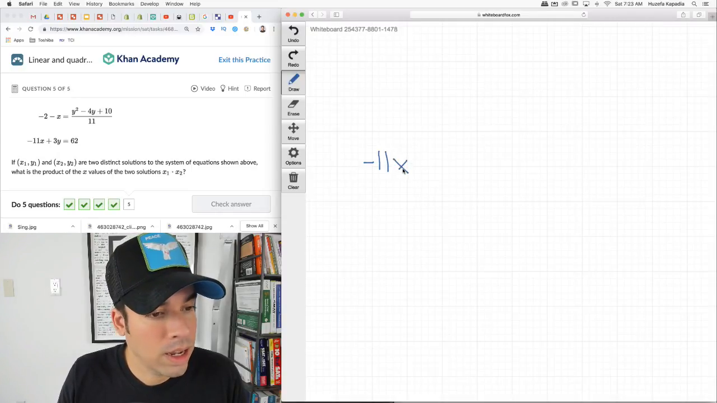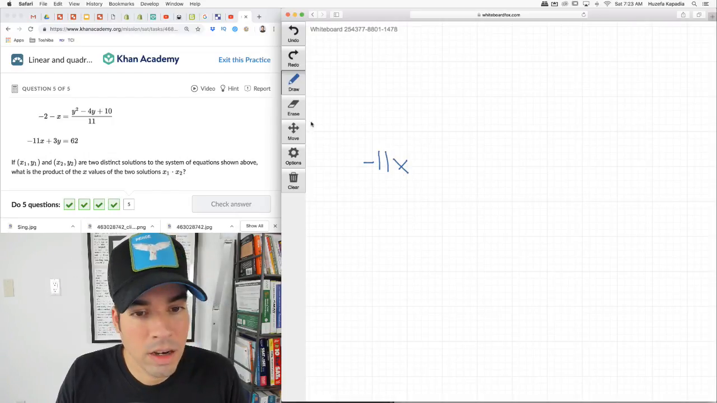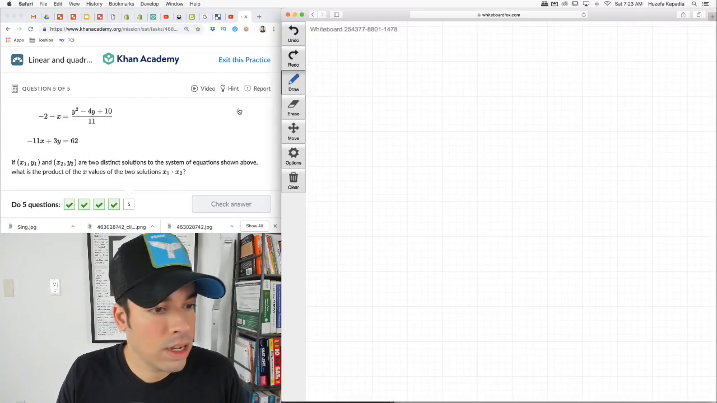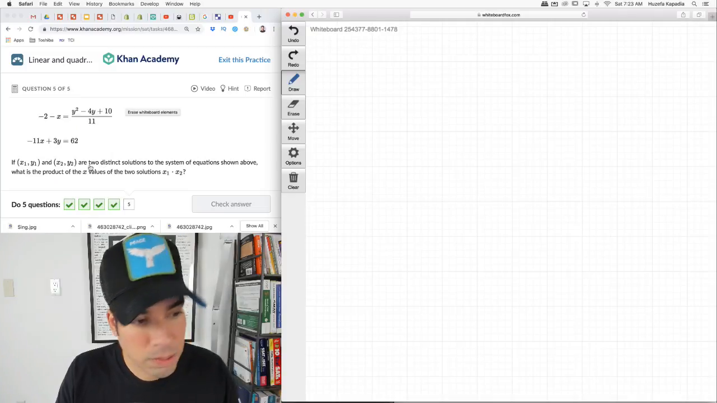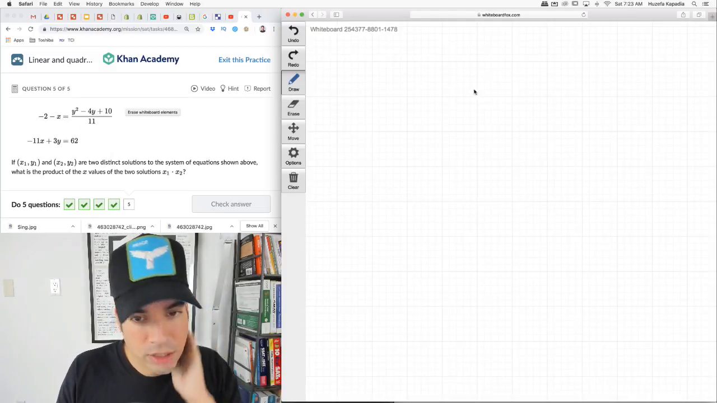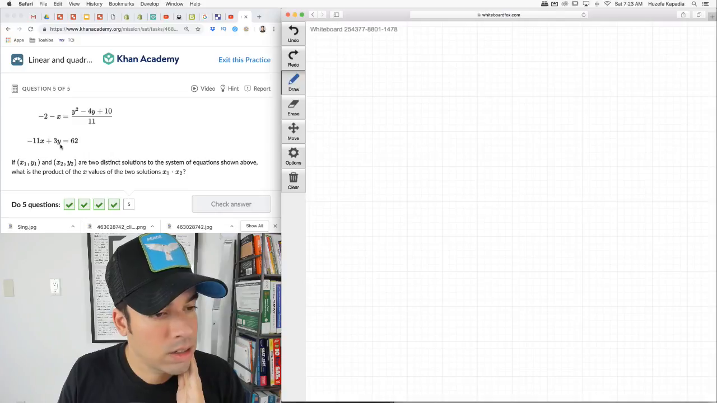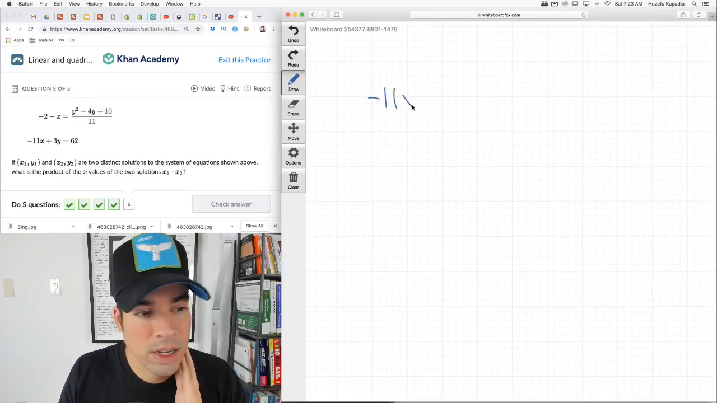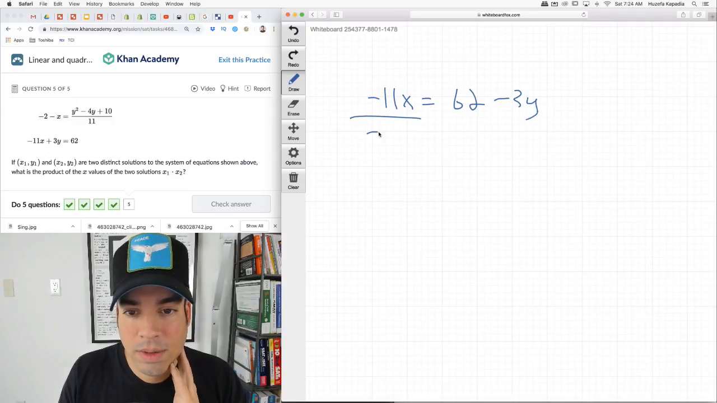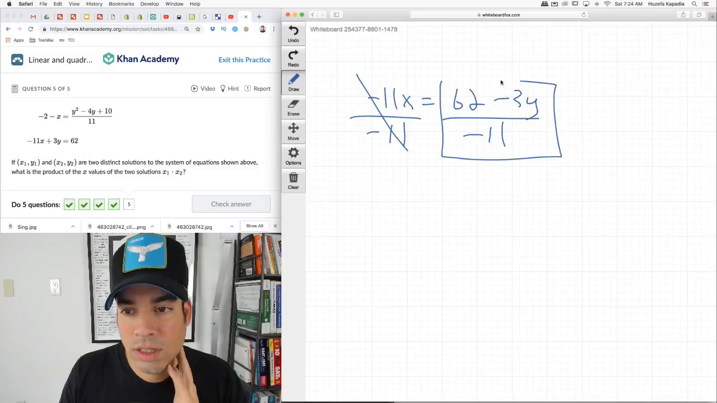Negative 11x. No. You know what? Forget that. Let's solve for y and then we'll plug it in, get the x's. Okay, so I'm going to isolate x here. So negative 11x equals 62 minus 3y, divided by negative 11. Okay, so x equals this.